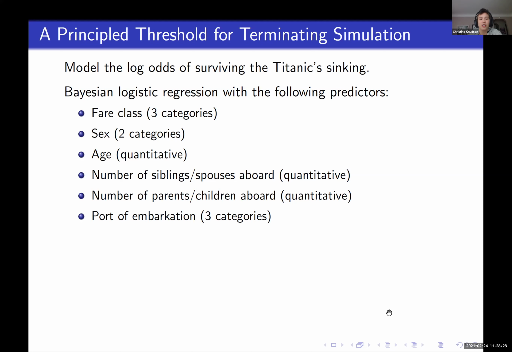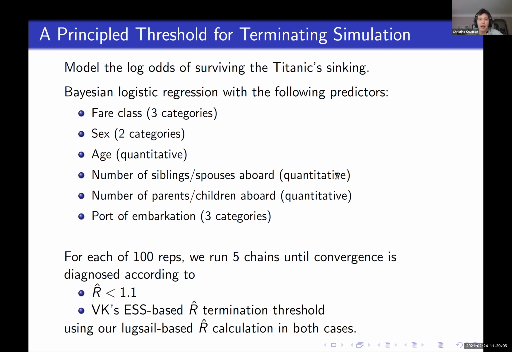And then for each passenger, we have the number of siblings and spouses aboard. So if you're on board with 2 siblings and your husband, then that would be 3. And then also we have the number of parents or children on board, which is also quantitative. Okay, so those are our variables, plus the port of embarkation, or where they boarded the Titanic. So we ran a Bayesian logistic regression with those predictors.